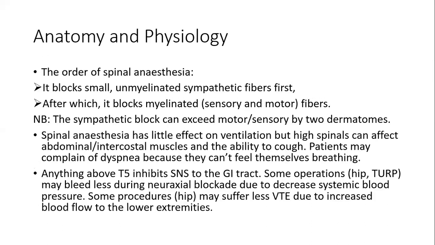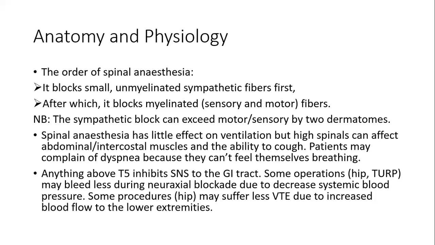All right, so in terms of anatomy and physiology, again, we're going to look at the order of spinal anesthesia. Once you inject your local anesthetic agent into the subarachnoid space, the first fibers that are blocked are the small unmyelinated sympathetic fibers. The small unmyelinated sympathetic fibers are the first to block, and after which the myelinated fibers are blocked, which transmit sensory and motor.